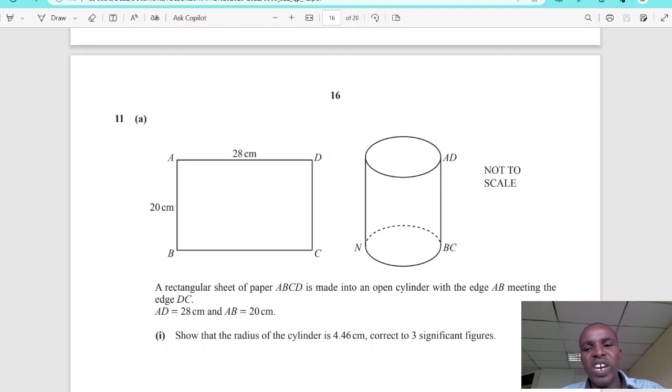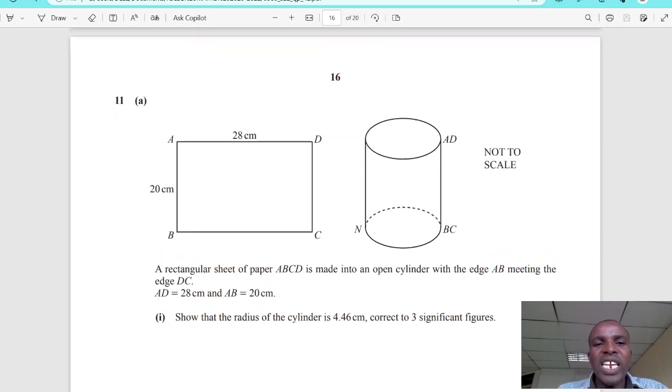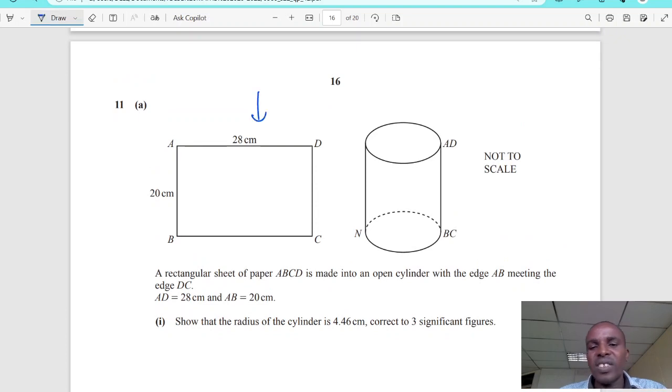Right, I have a fine item here. A rectangular sheet of paper ABCD is made into an open cylinder with the edge AB meeting edge DC. AD is 28, AB is 20. Show that the radius of the cylinder is 4.46 centimeters, correct to three significant figures. Side AD has been joined to BC, so this will be 28, and this side is also 20. Now it's the circumference: it was AD 28, now it's circumference BC.